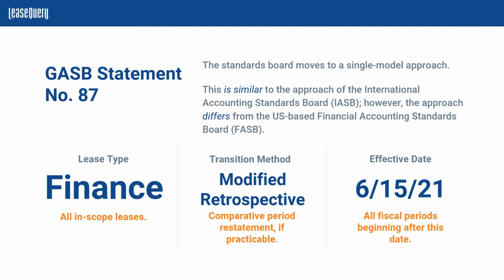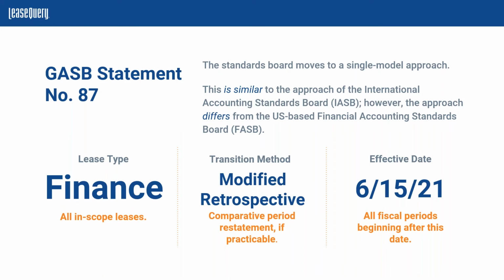Now, it's similar to the IASB standard, IFRS 16, because IFRS 16 does have a similar scope when it comes to leases. All leases are finance leases. But if you are familiar with ASC 842, the FASB standard, it's different because that standard has a distinction between operating and finance leases.